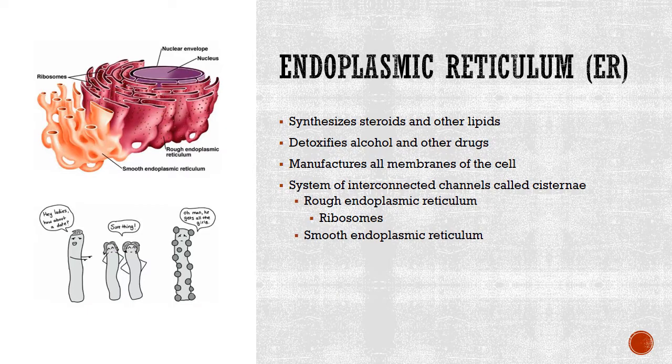Another organelle being the endoplasmic reticulum, commonly known as ER. It synthesizes steroids and other lipids, detoxifies alcohol and other drugs, manufactures all membranes of the cell, and is a system of interconnected channels called cisterna. In this system, you find the rough endoplasmic reticulum, where the ribosomes are housed, and the smooth endoplasmic reticulum.